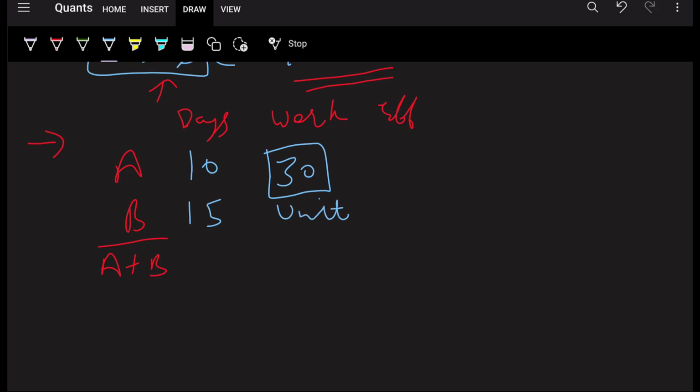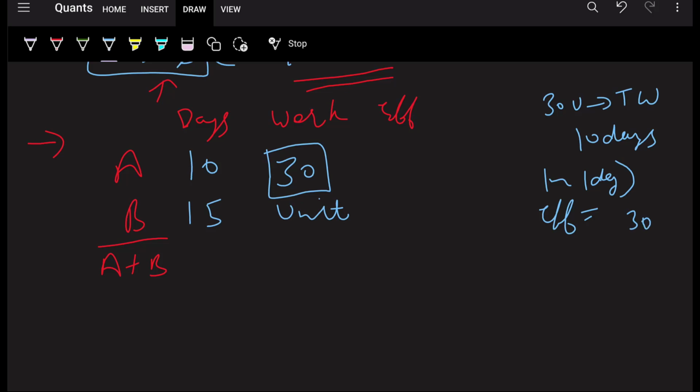Okay, now what will be the efficiency of A and B? Earlier it was 1 by 10. Efficiency is how much work is completed in one day. So if the total work is 30 units, and it takes 10 days to complete it, in one day efficiency will be 30 divided by 10, that is 3 units of work completed in one day. So here it will be 3, and for B it will be 30 divided by 15. We can see a formula here.